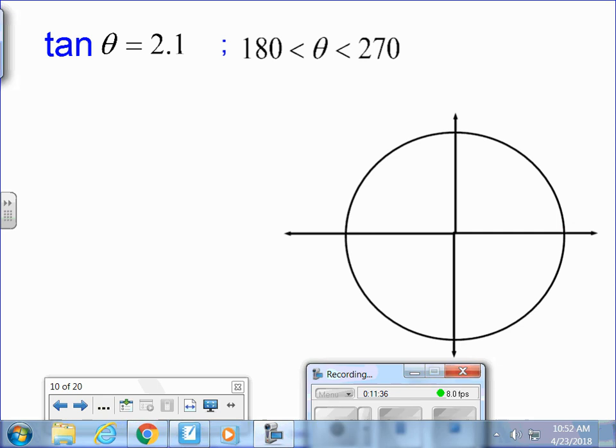All right, we'll do this one together, and how about the next one after this you try by yourself. So our first tangent problem is exciting. Tangent of theta equals 2.1.